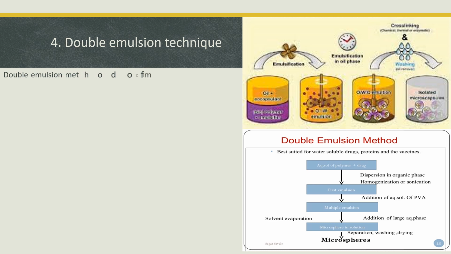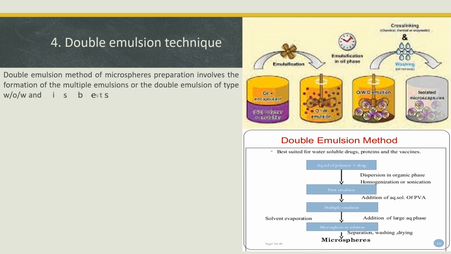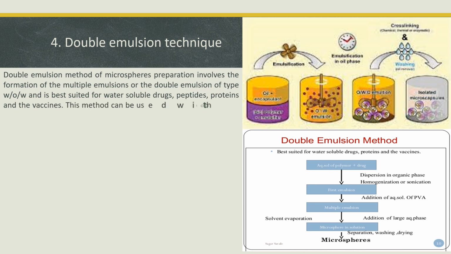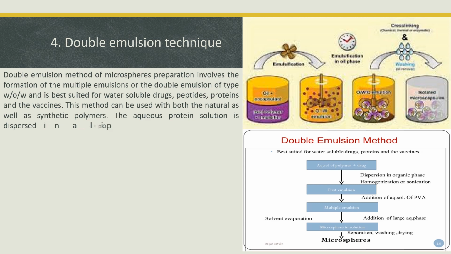Fourth method, double emulsion technique. Double emulsion method of microspheres preparation involves the formation of multiple emulsions or double emulsion of type water in oil in water and is best suited for water soluble drugs, peptides, proteins and vaccines. This method can be used with both natural as well as synthetic polymers.